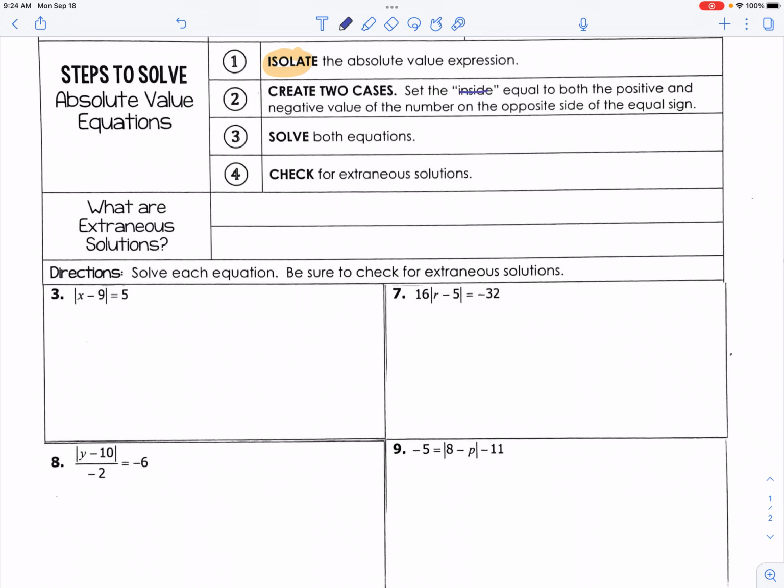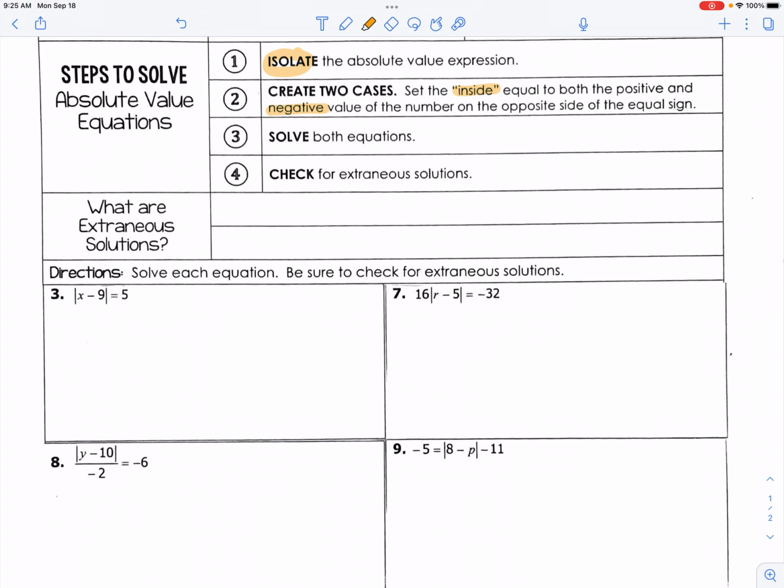Next, because there's 2 possible solutions for one absolute value, we're going to create 2 separate cases. We're going to set the inside equal to both the positive and the negative or opposite value of the number on the opposite side of the equal sign. Then we solve both equations.